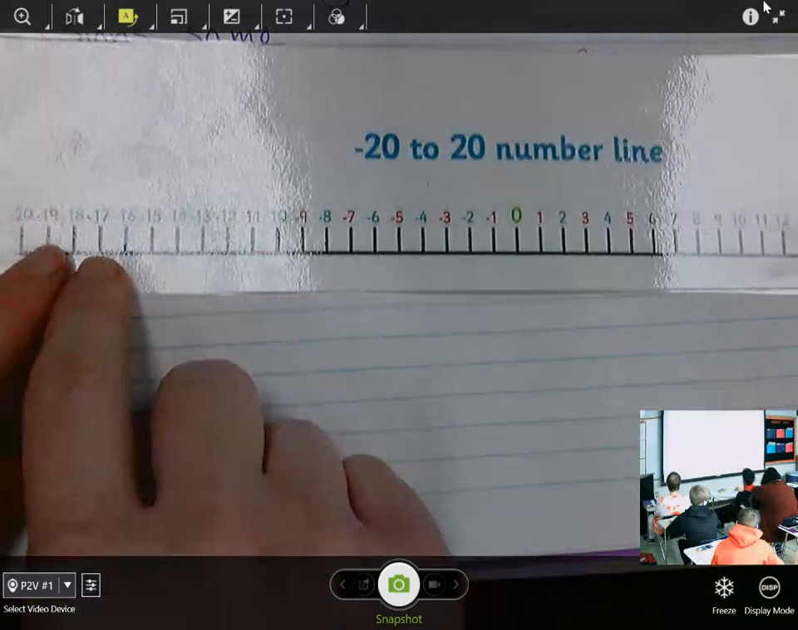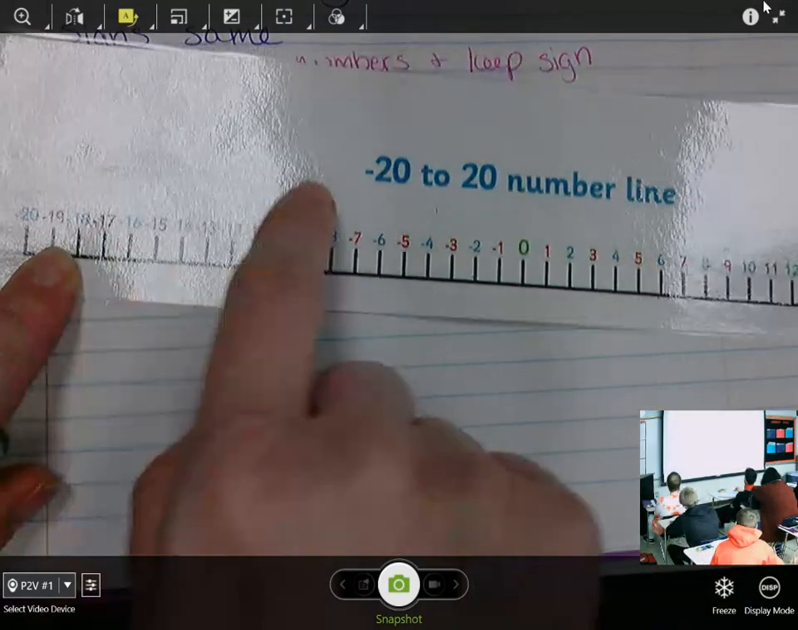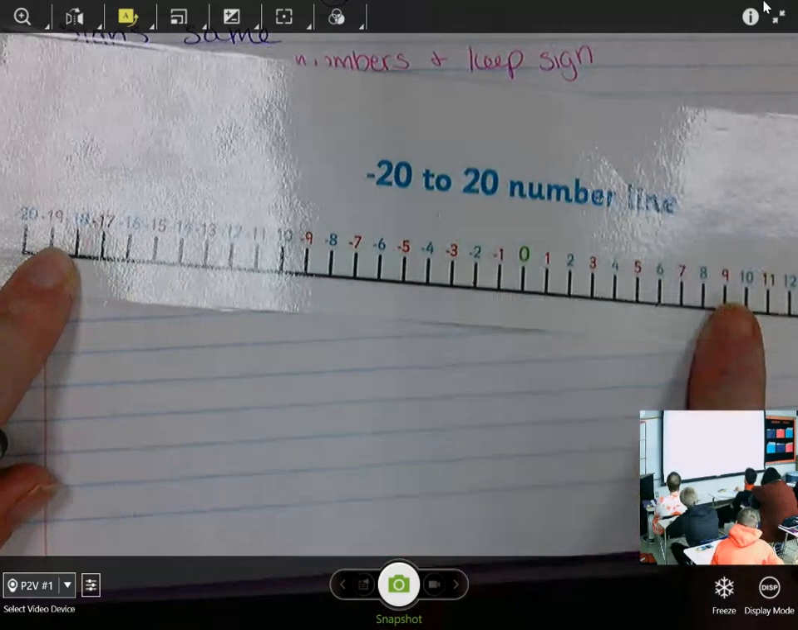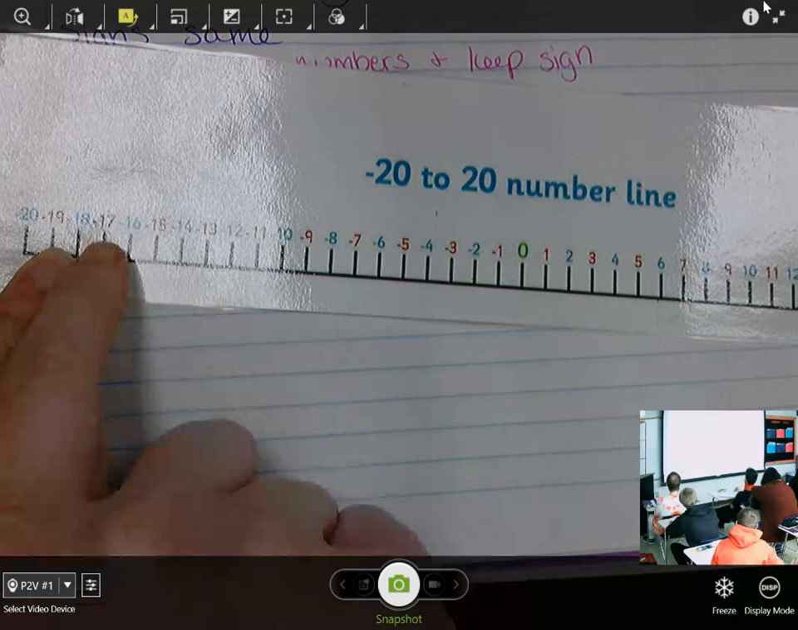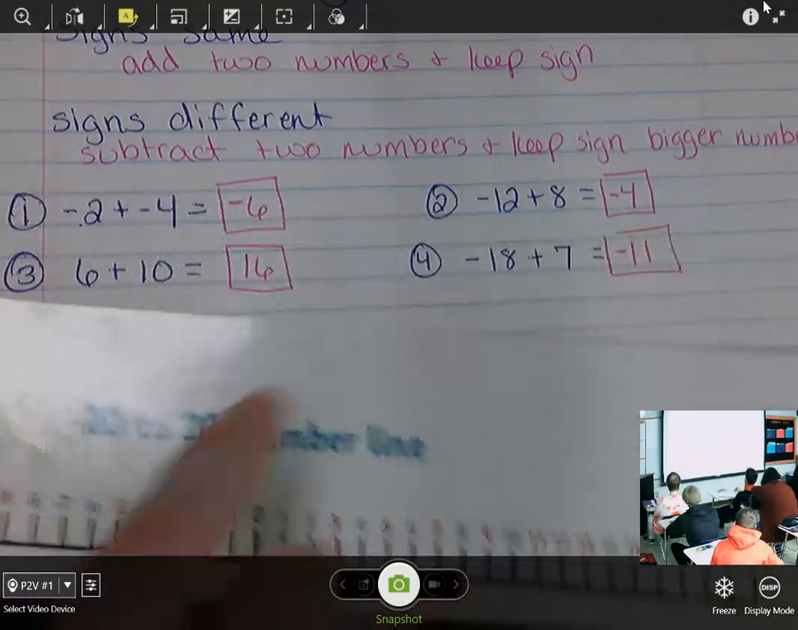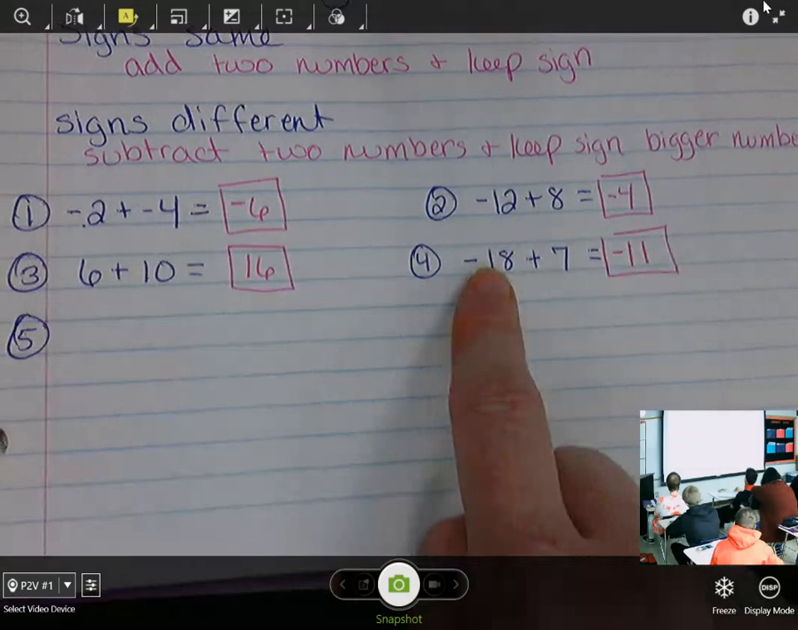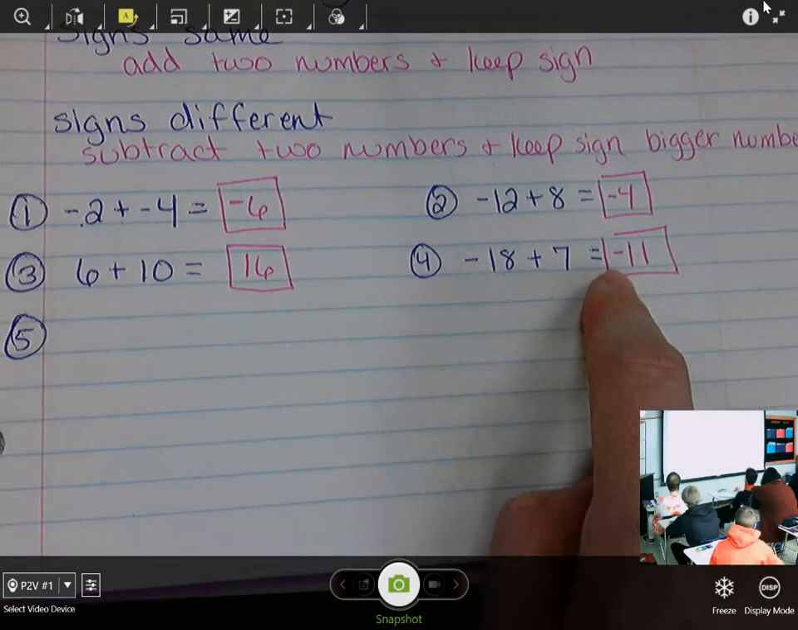Because -18 is all the way over here, and 7 is not enough to get us to the 0 and to the positive side. So we stay on the negative side. So 1, 2, 3, 4, 5, 6, 7, negative 11. So if you were negative $18 in the bank and you added 7 to it, it would only get you to negative 11. It wouldn't get you back up into the positive.